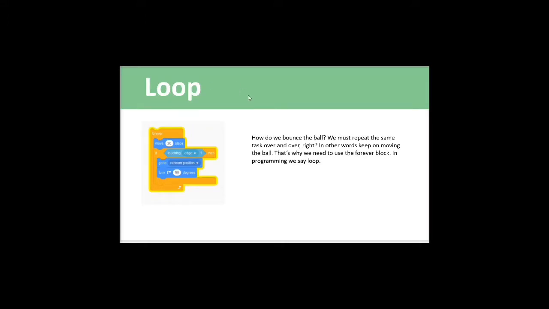Then the next concept, that's loop. So what's the aim of our program? Our program is to keep the ball bouncing. So how do we bounce the ball? We have to repeat the step again and again. We have to keep on moving the ball. So in order to do something again and again, we can use a loop. We have implemented the loop using the programming block forever.